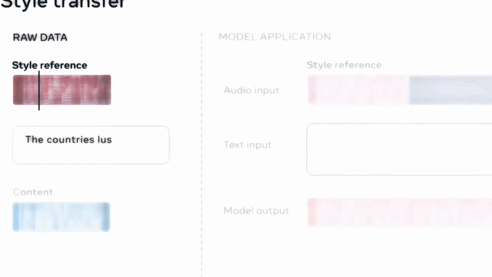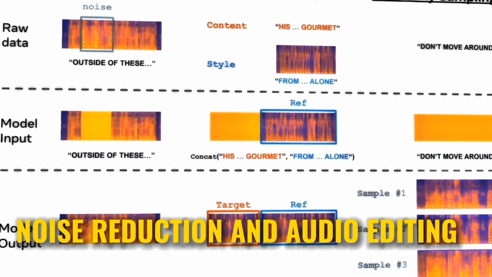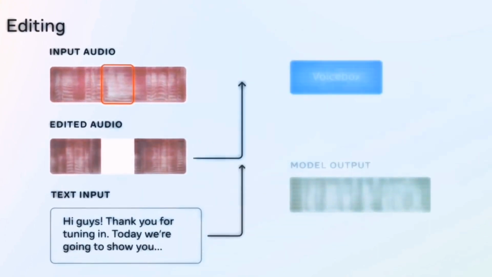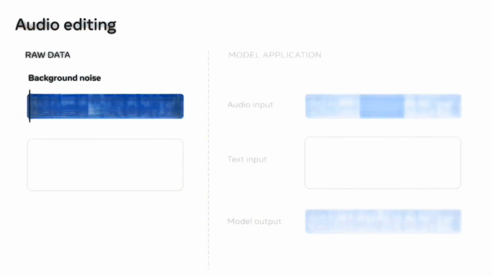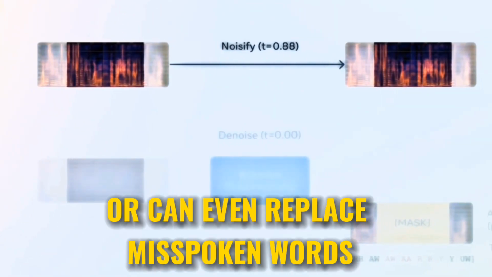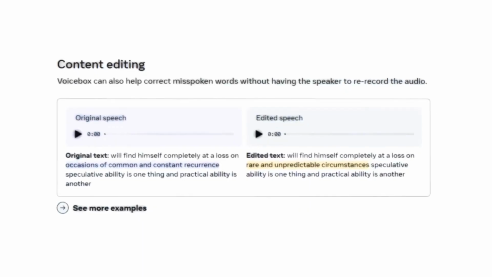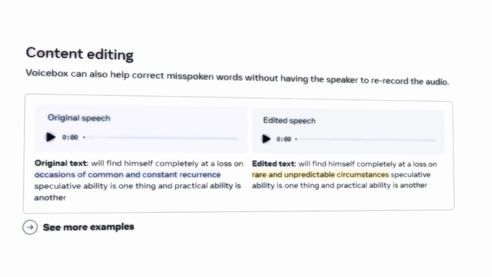Another feature of the VoiceBox that the Meta team can take pride in is the AI's ability concerning noise reduction and audio editing. The technology used in the VoiceBox enables the user to enhance audio quality and remove unwanted noise from a given audio sample. The AI showcases the ability to recreate speech that is interrupted by background noises or can even replace misspoken words, eliminating the requirement of re-recording the entire speech. This means that content creators and audio editors can now work seamlessly and deliver high-quality audio content frequently.